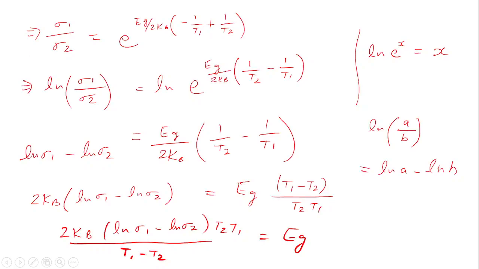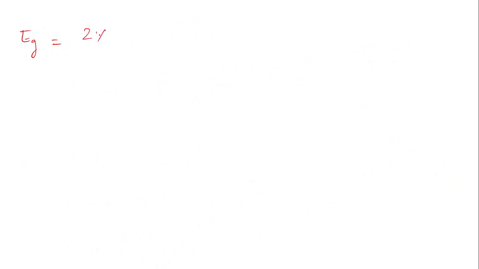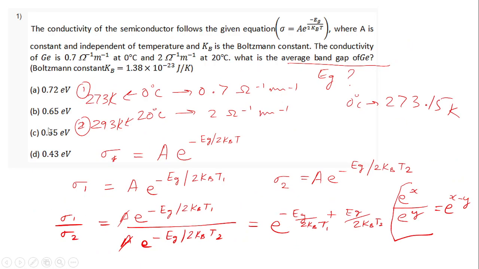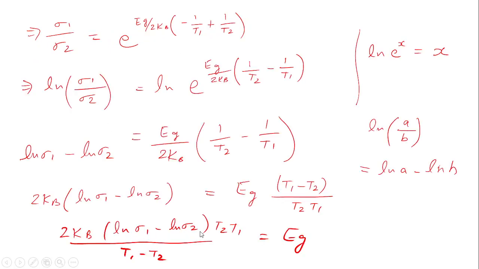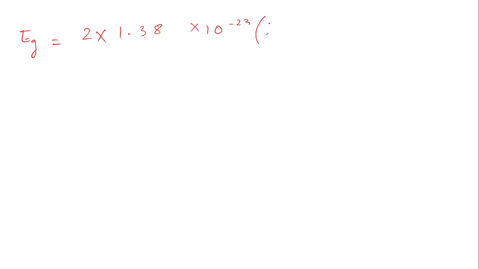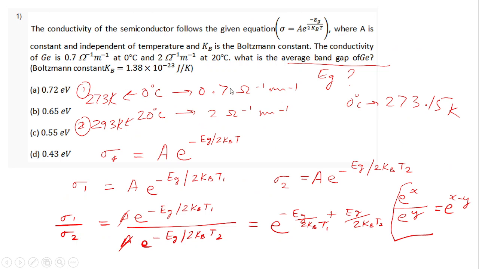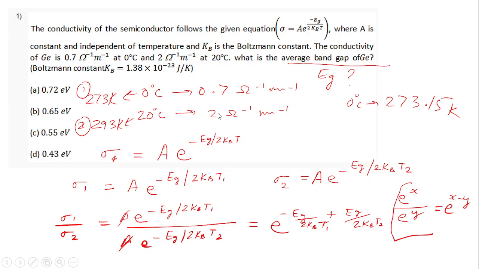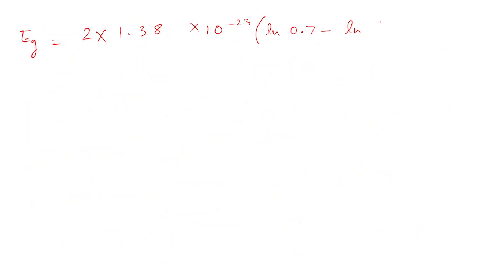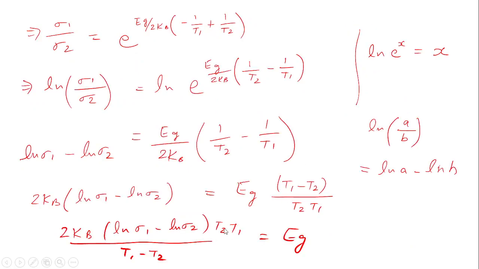Now if we substitute, Eg is equal to 2 kB, where kB is the Boltzmann constant. It is 1.38 times 10 to the power minus 23 joule per Kelvin. Then we have the natural log of sigma 1 minus the natural log of sigma 2. Sigma 1 was 0.7, minus the natural log of sigma 2. Sigma 2, for the second situation, was 2 per ohm per meter. Natural log of 2.